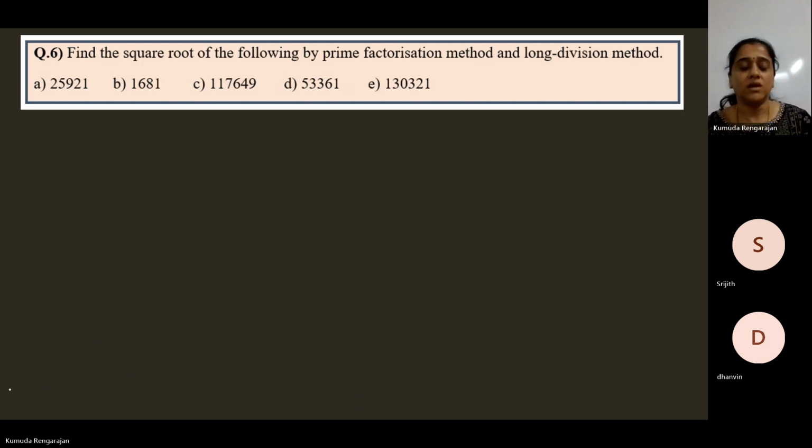Do it now, long division method. Prime factorization method, you can finish as homework. Long division method, do it now. Take the first question and find the square root by the long division method. Work independently. Don't discuss, so that we understand where we are not sure or not clear.